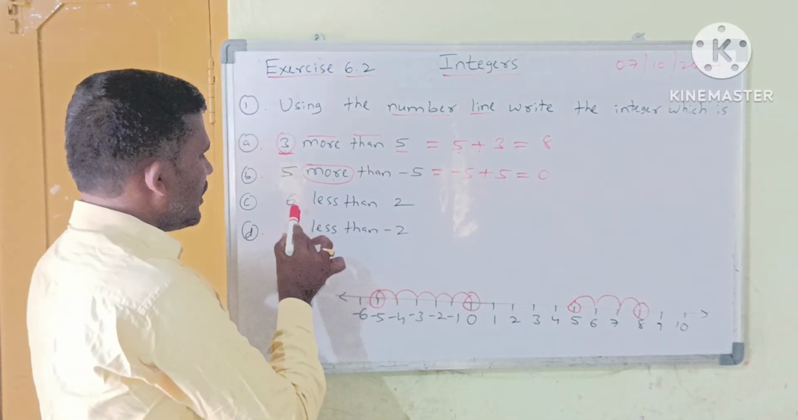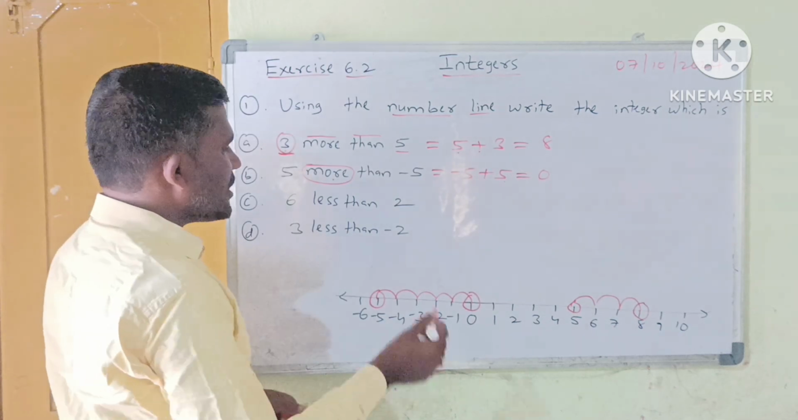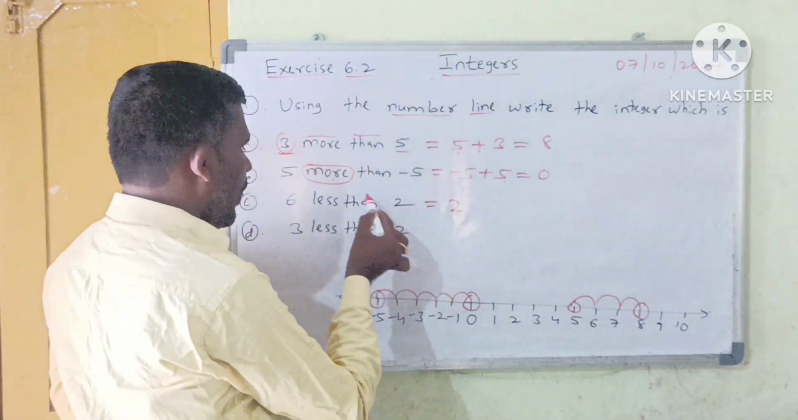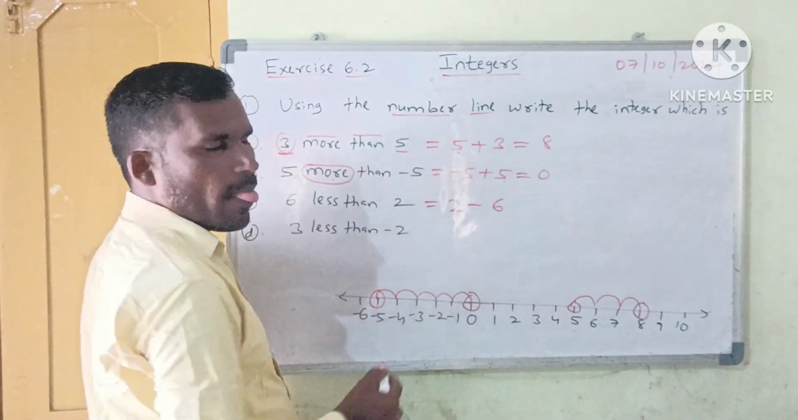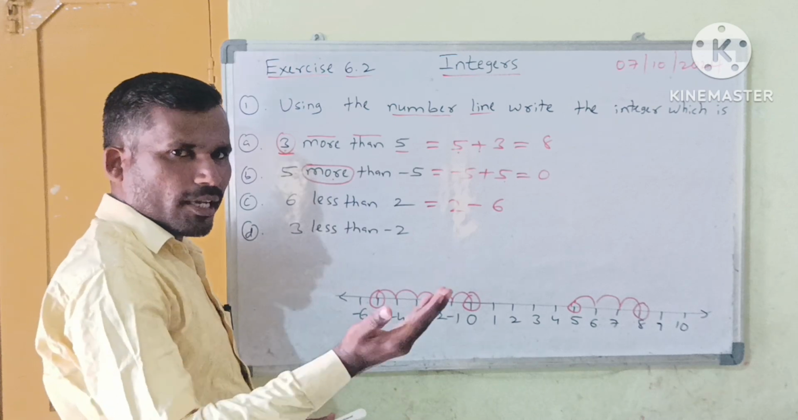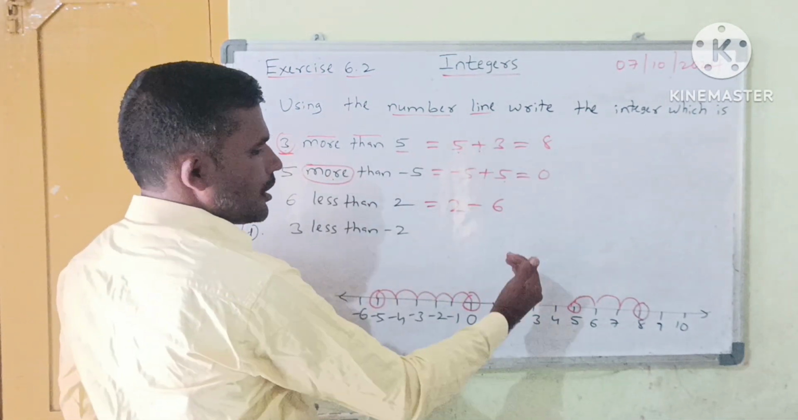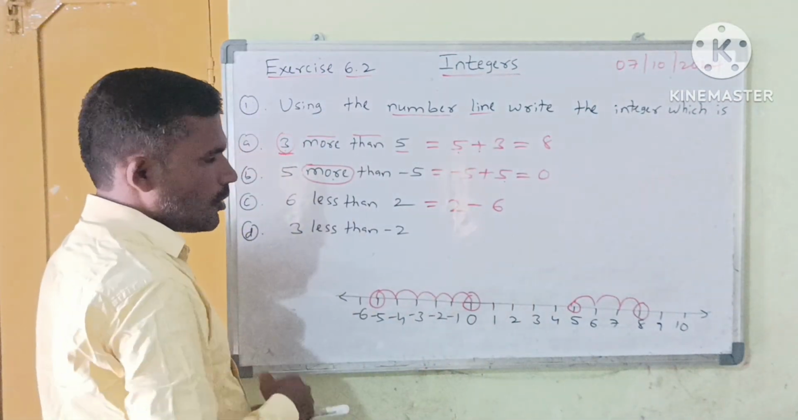Next, C. 6 less than 2. So less than, which value less than? 2. 6 less is nothing but here minus. So less is nothing but the negative side. So negative is nothing but here, so left side you have to move. More is nothing but the positive side. Less is nothing but here left side you have to move.